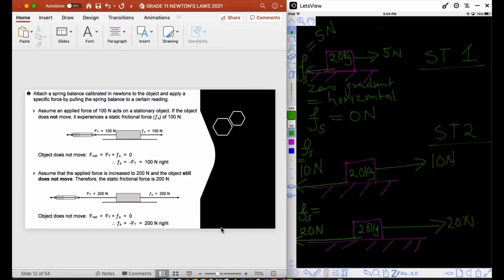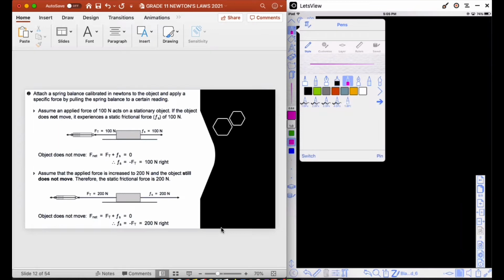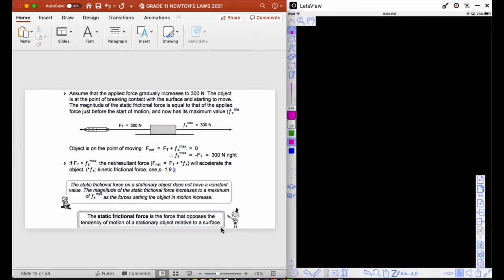However, the moment that we exert a little more force, maybe I can say 20.000001 newton of force in this case, then the object will start to accelerate to the right. Let me redraw this diagram and explain.